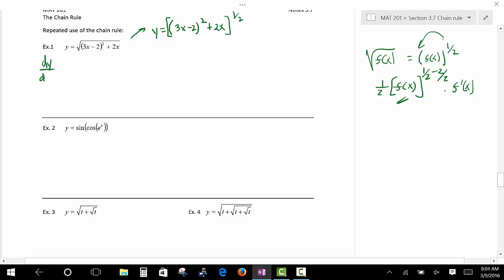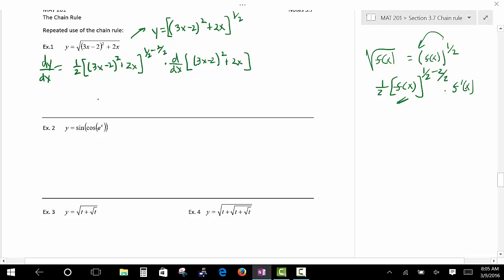So we just say dy over dx. Go ahead and do your derivative. So what do we do? It's power rule, really. You're just bringing down the 1/2. You're leaving what's inside this bracket alone. Don't touch it until you differentiate it with the chain rule. So that's going to be 1/2 minus 2/2. You can do that in your head if you want to. And then we're going to multiply that by the derivative, by the chain rule, of (3x minus 2) to the second plus 2x, like that.